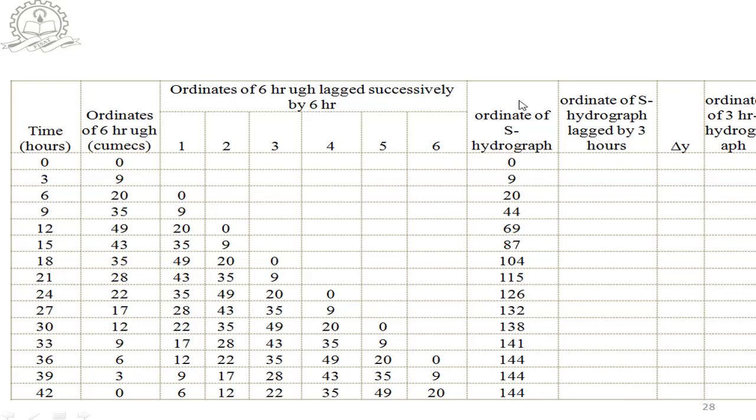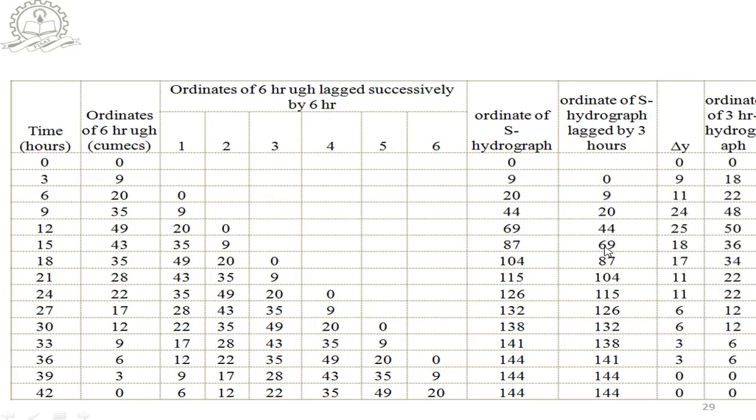Next, we have to convert this 6-hour hydrograph into a 3-hour hydrograph. The next step is to provide a lag of 3 hours for this ordinate of the S hydrograph. So a 3-hour lag means you have to write from here.